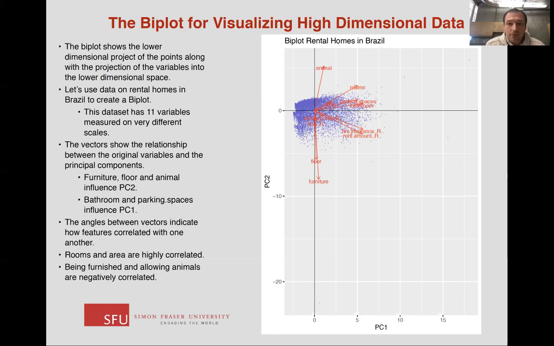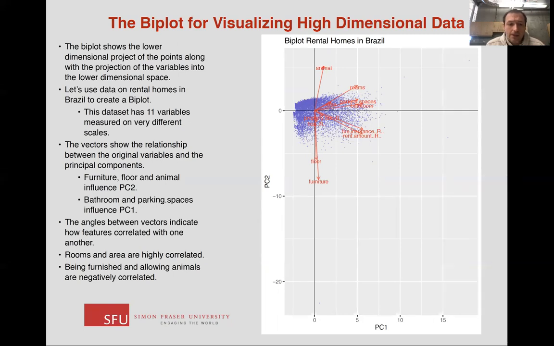We see that bathroom, the number of bathrooms, and parking spaces, the number of parking spaces, influence or determine principal component 1. The other thing we can get out of this is the angles between these vectors, and they'll indicate how the features are correlated with one another.